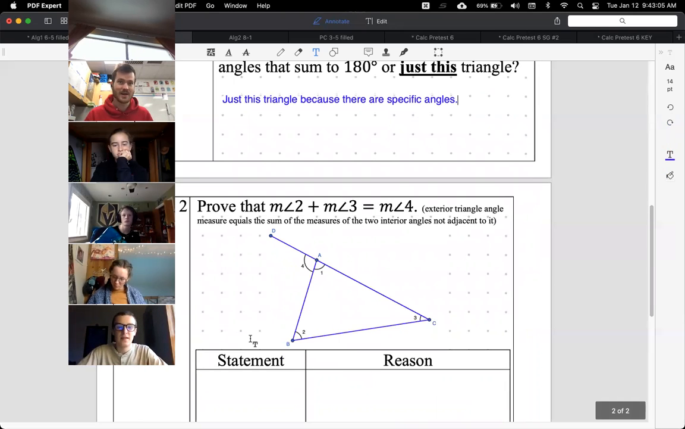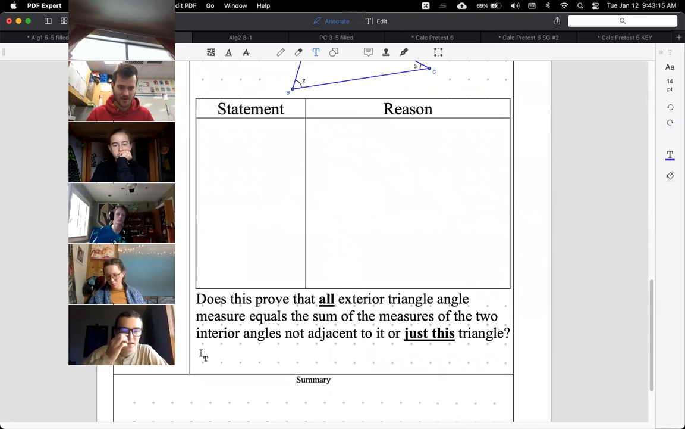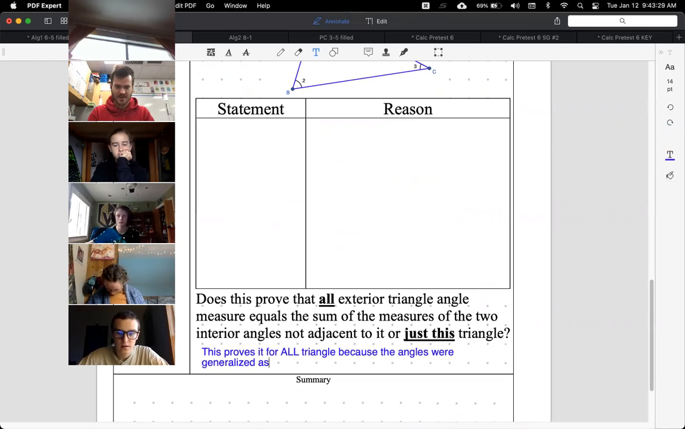So example 2, I'm going to go ahead and do the conclusion right now. I have angle 4, 1, and 2. They could be any angles. Yes, I could say it's not drawn to scale and I could drag this around on GeoGebra, but right away, I'm going to go ahead and answer the same question. This proves it for all triangles. Why? Because the angles were generalized as variables, not specific angles. That's the difference that I want you to take away.